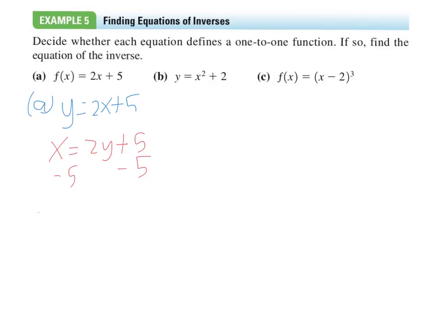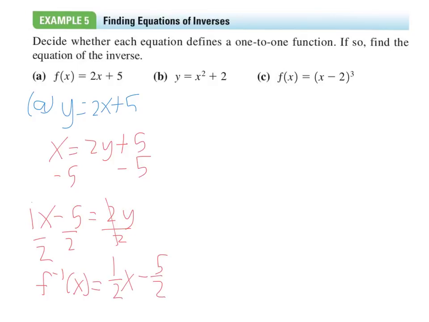Subtract 5 from both sides, so x minus 5 is equal to 2y. Divide everything by 2. And you're left with y equals, or we can replace it with f inverse of x, equal to (x minus 5) over 2. Remember, x over 2 is the same as having 1/2 in front, so you'd rewrite it as 1/2 x minus 5/2.